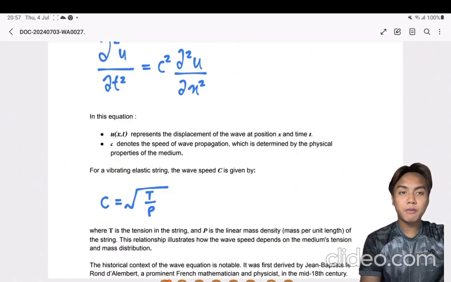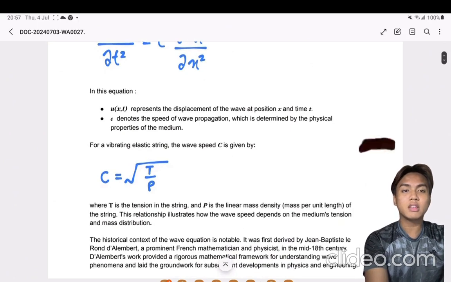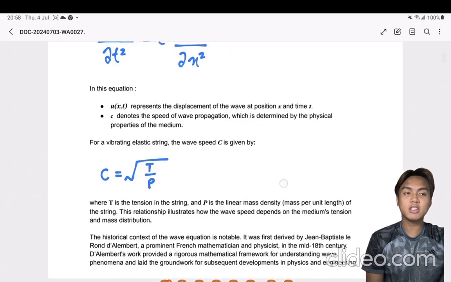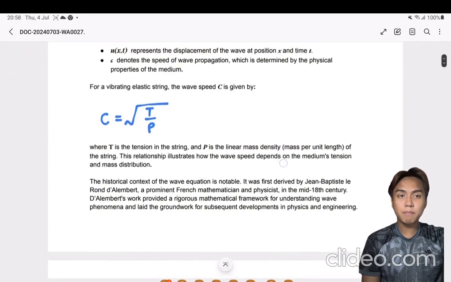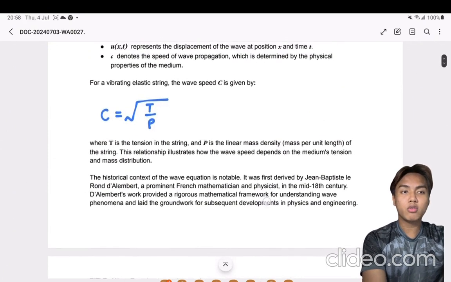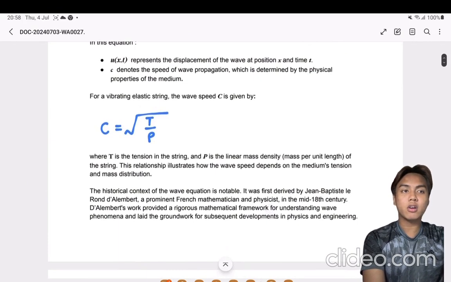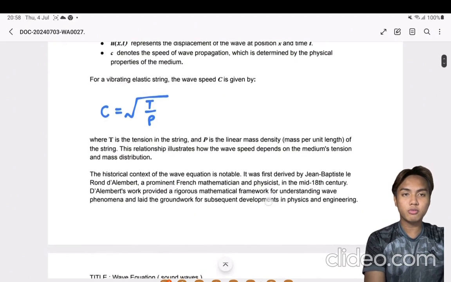For a perfectly elastic string, the wave speed c is given by c equals the square root of T over rho, where T is the tension in the string and rho is the linear mass density, which is mass per unit length of the string. The relationship illustrates how the wave speed depends on the medium's tension and mass distribution.